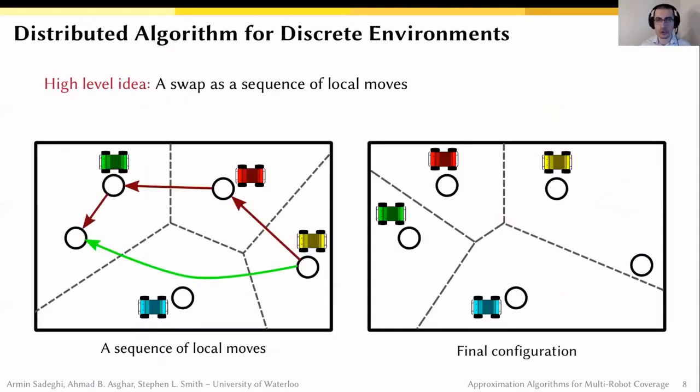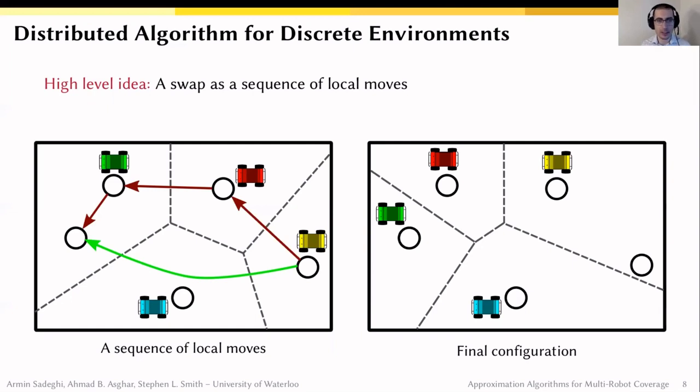But how can we do this in a distributed manner? So our algorithm tries to make these moves in a distributed manner. For instance, take the configuration of the robots on the left. If we want to make the green move in a distributed manner between the yellow and green robots, then they don't know about the location of each other because they are not neighbors.